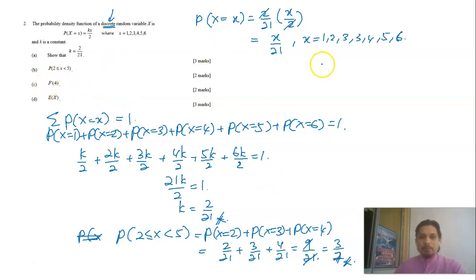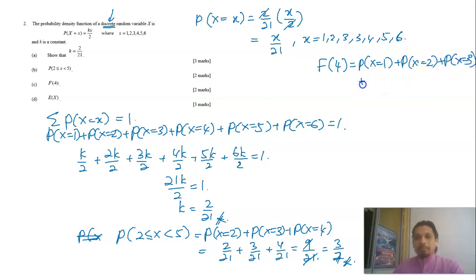Question C, F4. Okay, it's a cumulative of every single probability, meaning the summation of the probabilities from x equals 1 until x equals 4. So we're going to list down all again. From x equals 1, 1 over 21 plus 2 over 21 plus 3 over 21 plus 4 over 21. So 1 plus 2 equals 3, plus 3 equals 6, plus 4 equals 10 over 21.